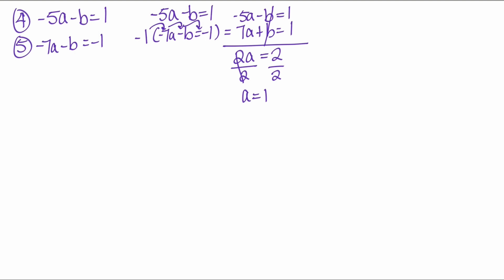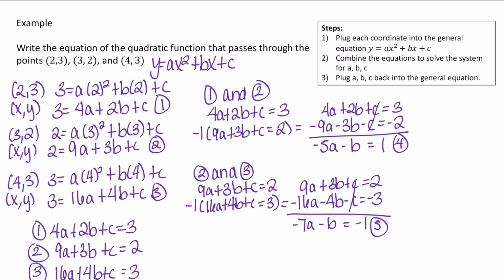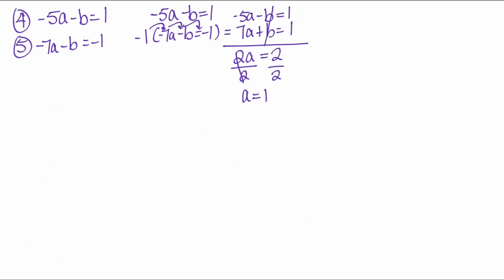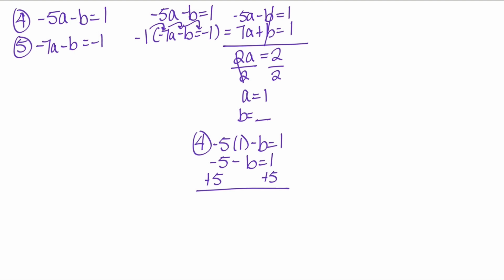So now let's go back and collect all the values that we found. So we have a equals 1, and now we need to find b. So we're going to use equation 4, right? It doesn't matter which equation you use. I'm just going to try 4. So we have negative 5 times 1 minus b equals 1. So we have negative 5 minus b equals 1. To solve for b, I'm going to add 5 to both sides. And that gives me negative b equals 6.